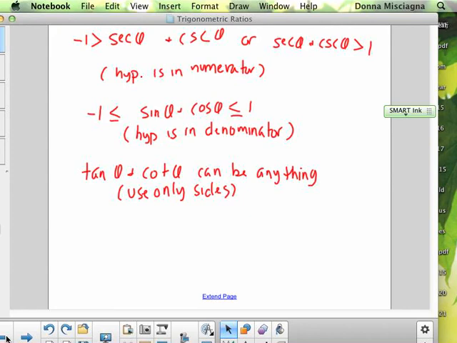On the contrary, secant and cosecant have the hypotenuse in the numerator. The hypotenuse is the larger side. If you're dividing something larger by something smaller, you're going to have something greater than 1. So secant and cosecant are either smaller than negative 1 if they're negative, or greater than 1 if they're positive. In other words, their absolute value is greater than 1, whereas sine and cosine absolute value is less than 1. And tangent and cotangent can be anything, because they use sides, and the sides can be anything. They can be small or large, depending on what the sides are.